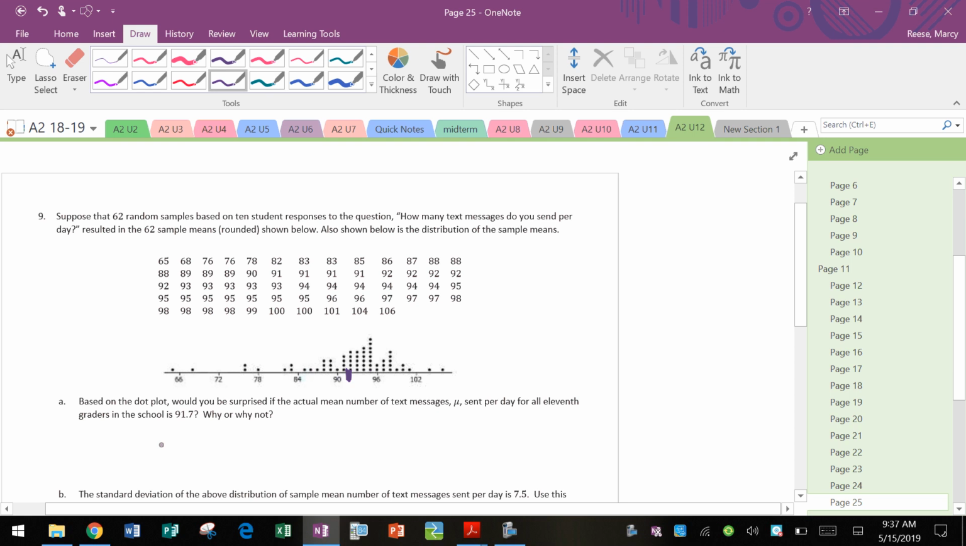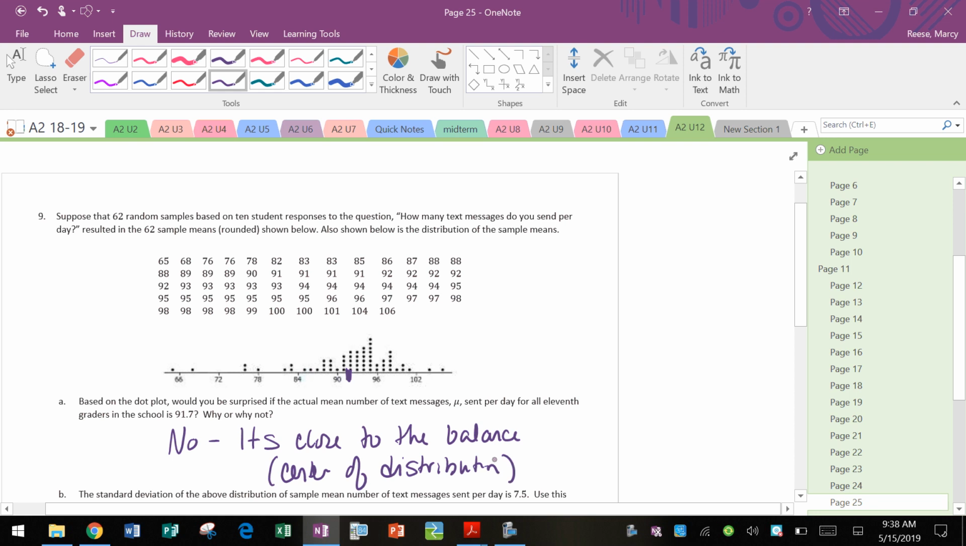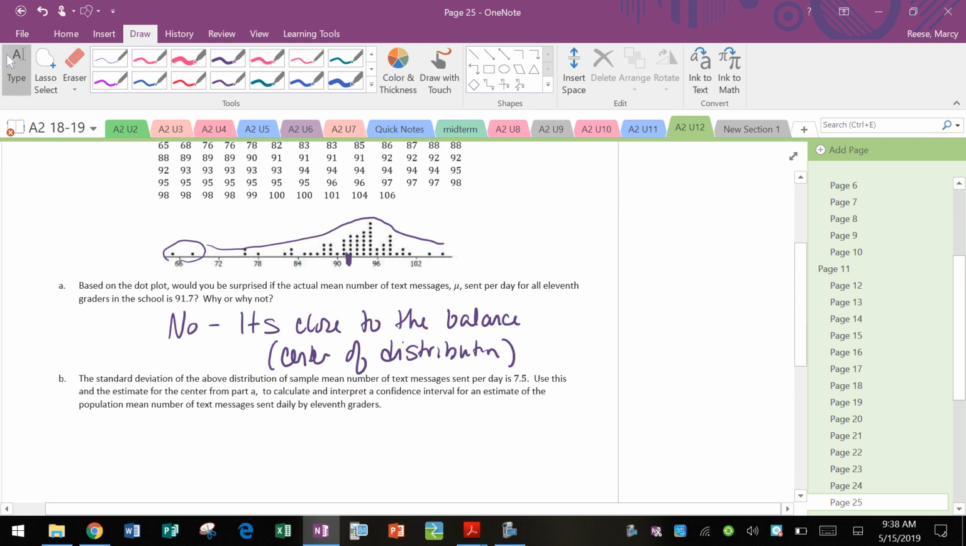And I would say no, because it's close to the balance, or the center of the distribution, right? It's close. It's getting there. I mean, it's skewed left. So you got to remember that that average is going to be pulled down a little bit because there's numbers down here, right? Okay, the standard deviation of the above distribution of sample mean number of text messages sent per day is 7.5.